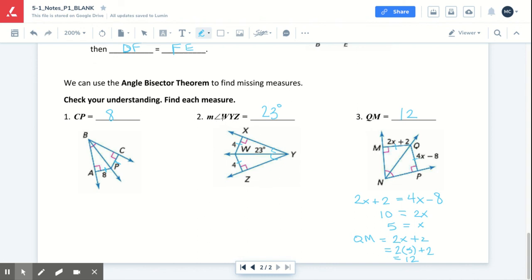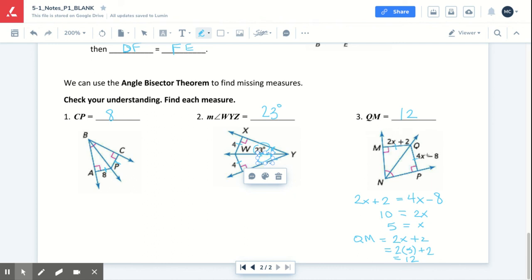And the second one there, the measure of angle WYZ is the one we're looking for here. And looking at the picture, they tell me that this point W is equidistant from X as it is from Z, so from each side of the angle. So that means that this is an angle bisector, which means these two angles in here are congruent. And so if this one over here is 23 degrees, then that means this one that we're looking for, WYZ, is also 23 degrees.